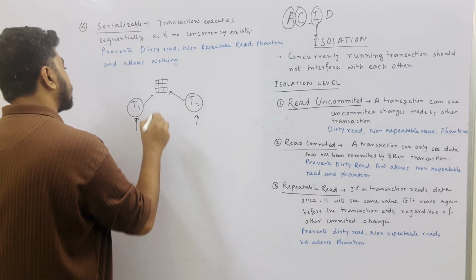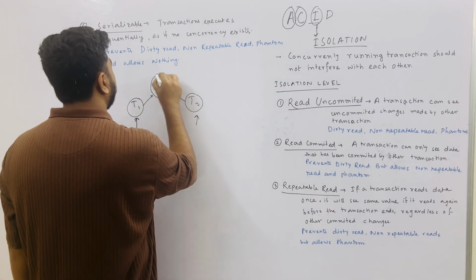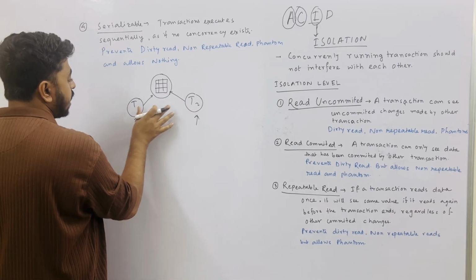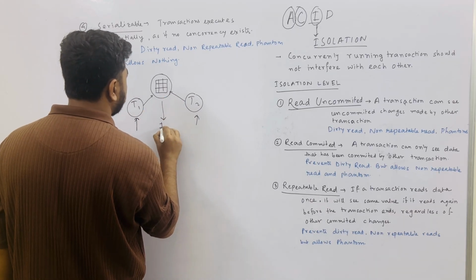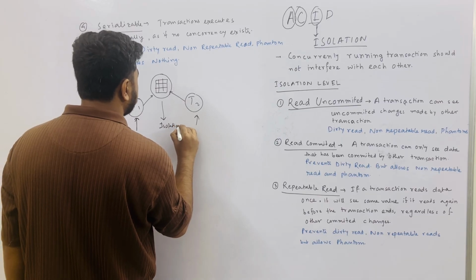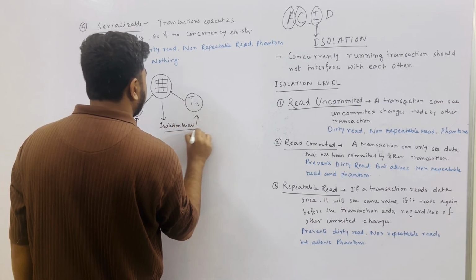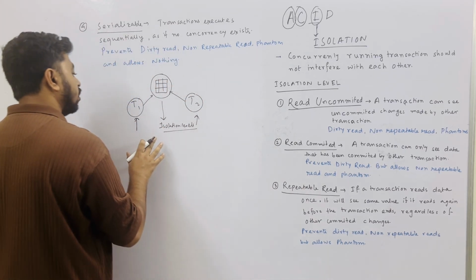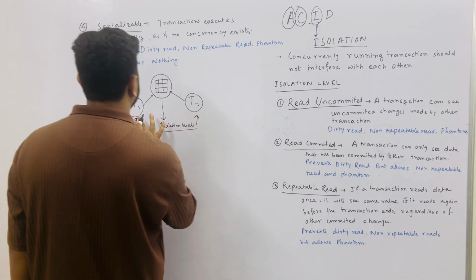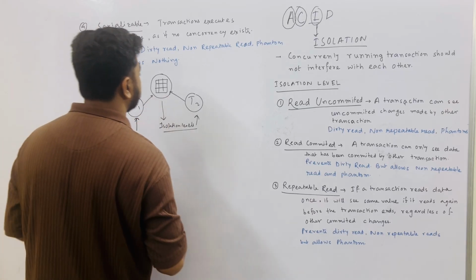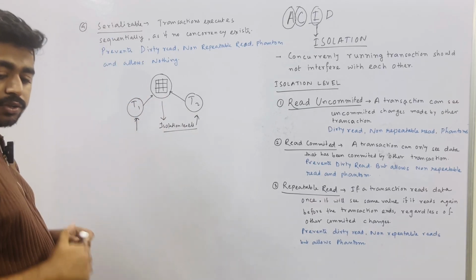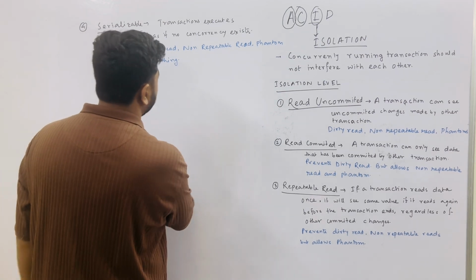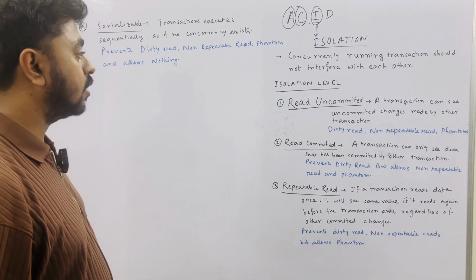So isolation ensures that they do not interfere with each other, and this isolation is maintained based on isolation levels. You can set up a couple of isolation levels in your database to decide how much you want to allow two particular transactions to interfere with each other. So based on the isolation level, it gets decided. There are a couple of isolation levels. One is read uncommitted.